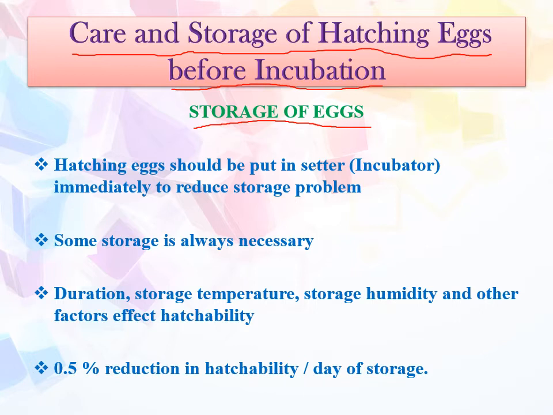So this is the reason why at the hatchery the eggs are first stored in the egg storage room at cooler temperature for around 12 to 24 hours, and then they are put into the incubator for incubation, and the incubation of 21 days starts. So first is storage of eggs. Hatching eggs should be put in the incubator immediately to reduce storage problems, but some storage is always necessary.